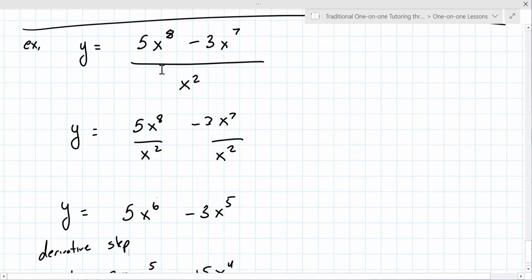Did you divide each of these by x squared? See how it's a 2 this time? 8 right here. 8 minus 2 equals 6, and then 7 minus 2 equals 5. I think you just put 7 there or something.